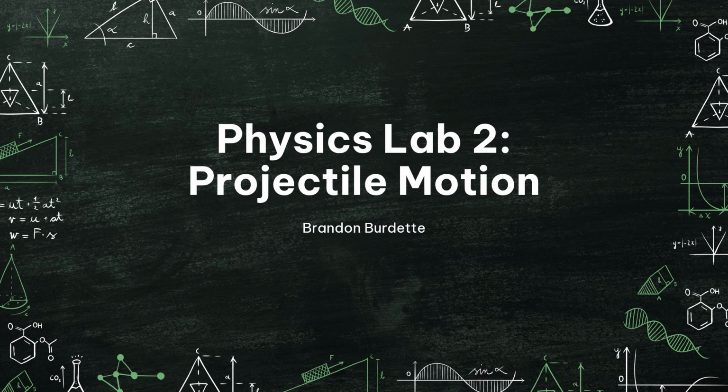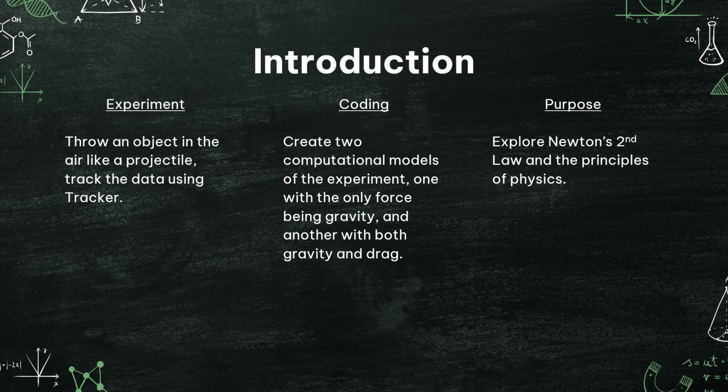Welcome to my Physics Lab 2 projectile motion. For this lab, we were tasked with throwing an object in the air like a projectile and then tracking the data using Tracker. Then we were to do coding, and here we create two computational models of the experiment, one with only the force of gravity and then another with the force of both gravity and drag. And the purpose of this experiment is to explore Newton's second law and the principles of physics.